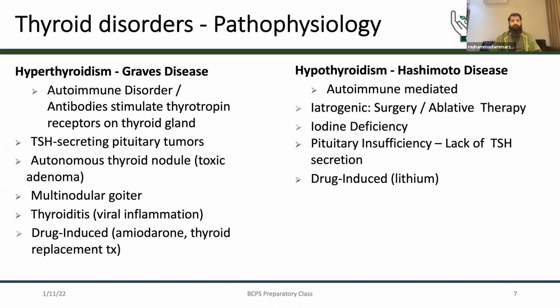Pituitary insufficiency, for example, the pituitary gland is not secreting enough thyroid stimulating hormone. If thyroid stimulating hormone is not there, obviously, since thyroid stimulating hormone is the main cause of secretion of thyroid hormones from the thyroid gland, hypothyroidism results. And hypothyroidism could also be drug induced. For example, lithium is notorious to cause hypothyroidism.